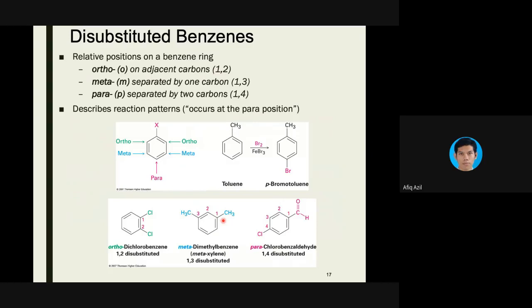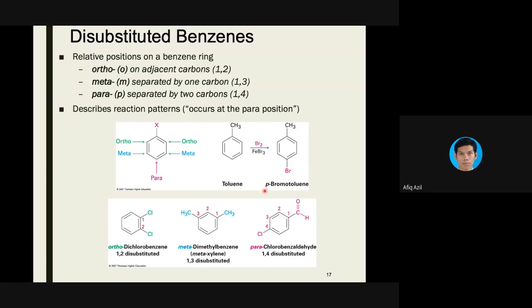Then we have P, which stands for para. Para is when the two substituents are separated by 2 carbons, so the positions are at carbon number 1 and carbon number 4. Carbon number 1, carbon number 4. Okay, carbon number 1 and carbon number 4.